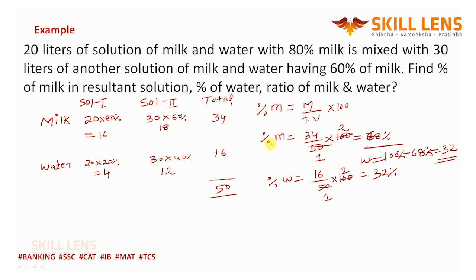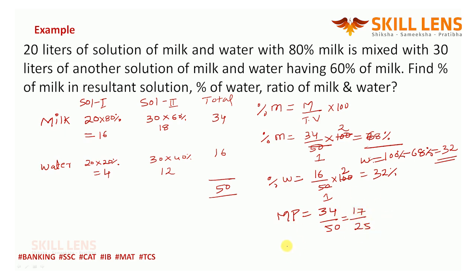So I am adding 2 more questions. So what is milk proportion? 34 by 50. So this will become your milk proportion. If you want to cancel, you can cancel. Okay, so the milk proportion will become 17 by 25.